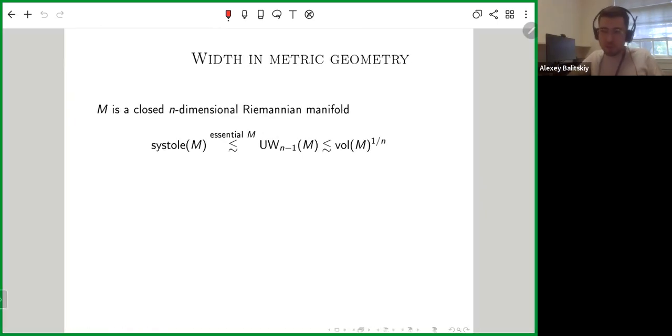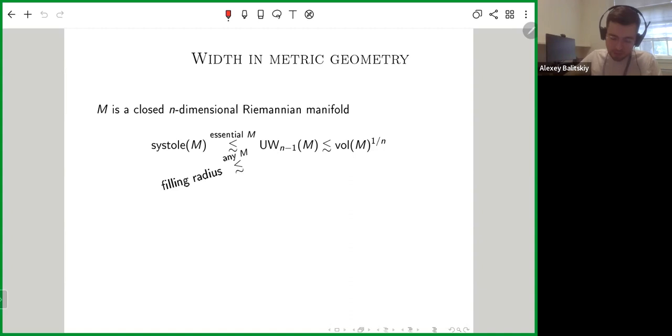So just one of them is the systolic, but under that additional topological assumption. This is the only place where there is a topological assumption. The inequality about width and volume holds for all manifolds. But this is not the only example. So there are many other invariants in metric geometry, which I'm not going to be talking about, but some of them might resonate with people here.